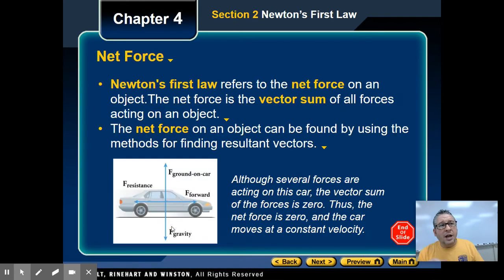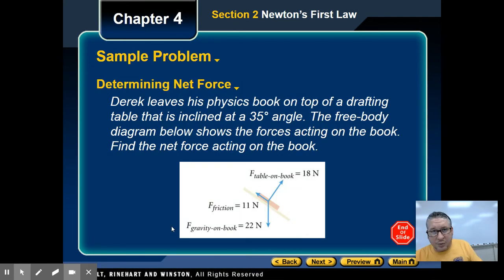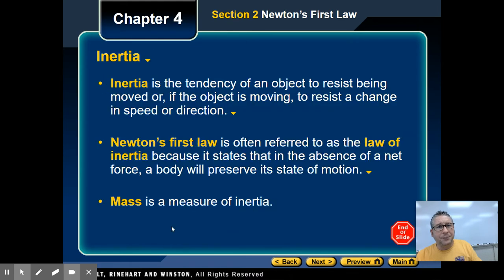And so we're going to come back to Derek in his physics book here in just a moment. I want to talk to you about a couple things about inertia and equilibrium. Now, oftentimes, Newton's first law is considered to be the law of inertia, okay? Because it states that in the absence of a net force, a body will preserve its state of motion. But what is inertia? Well, inertia is the tendency of an object to resist being moved, or if the object is moving, to resist a change in speed or direction, okay?